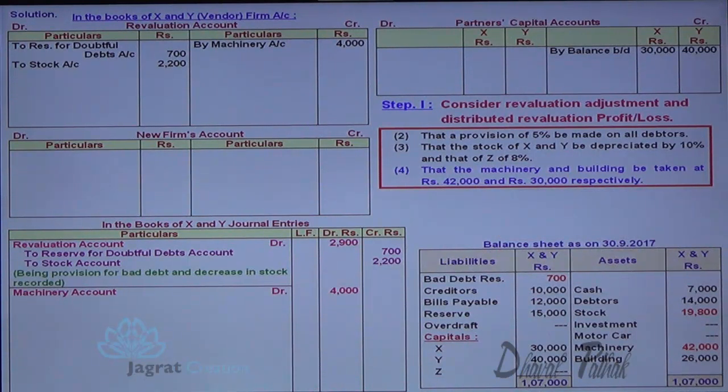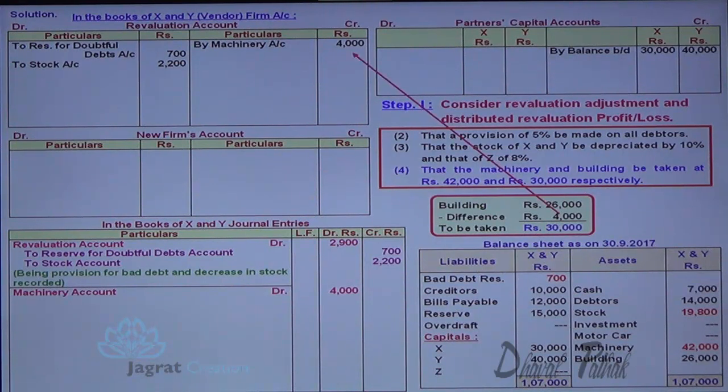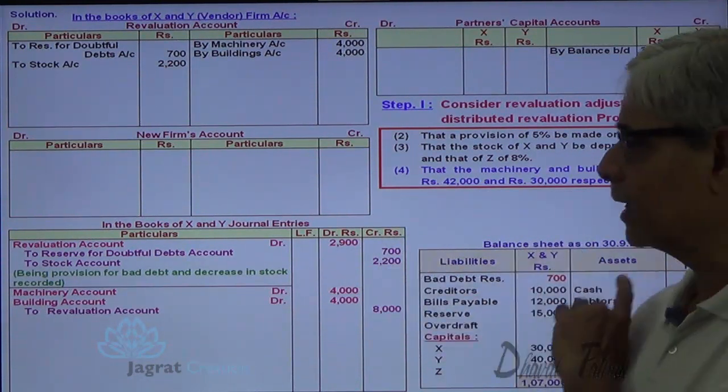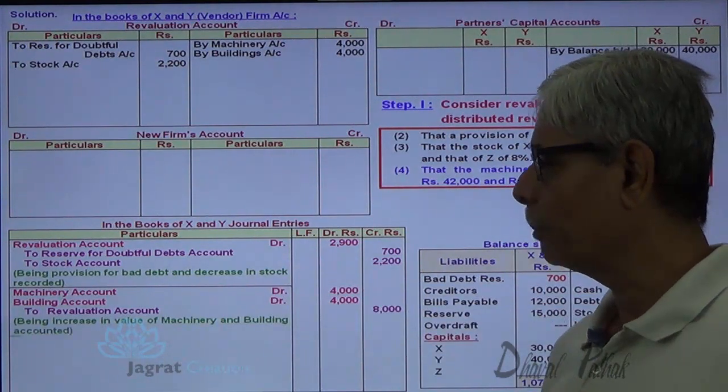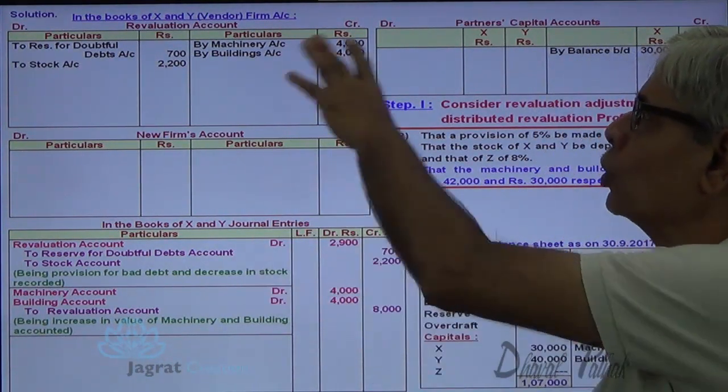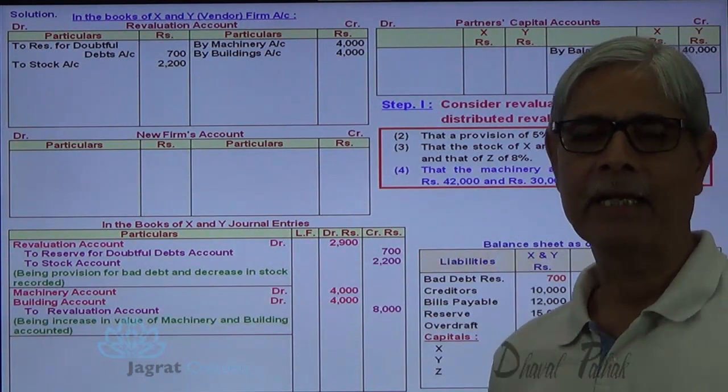Now, let me take care of the building. Book value 26,000. Exchange value 30,000. Increase 4,000. Revaluation account credit. The new value of the building is recorded in the balance sheet. So, building account debit 4,000 to revaluation account credit. Total of these two, 8,000. Being the increase in the value of machine and building accounted for 8,000, the revaluation account is credited. So the revaluation account's debit and credit effects are given.